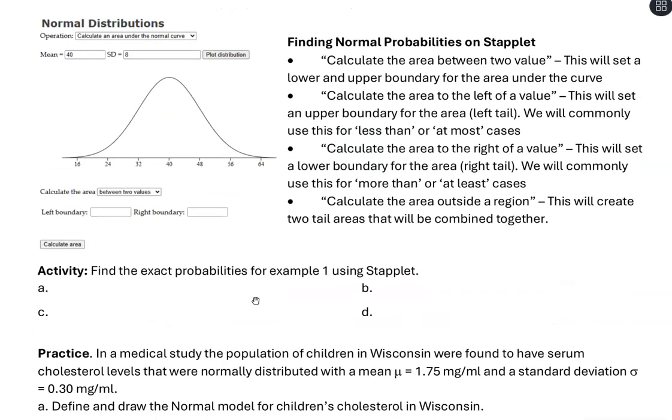So let's return to those ones that we calculated using the empirical rule and compare and contrast our answers, getting the exact values from Stapplet.